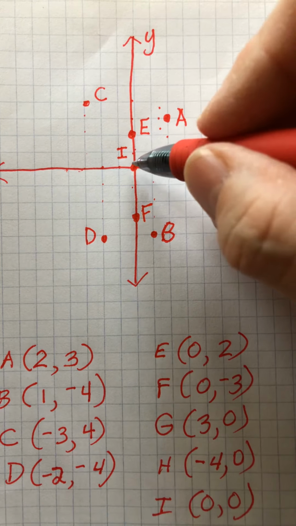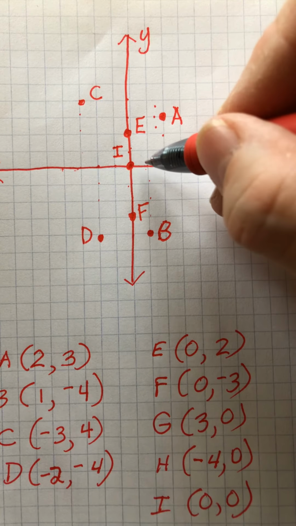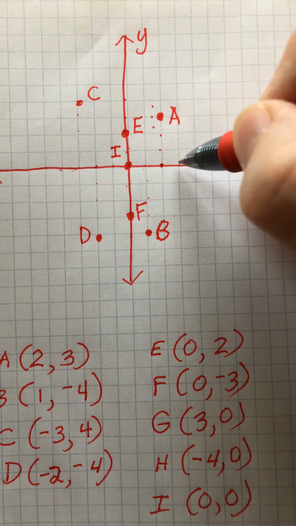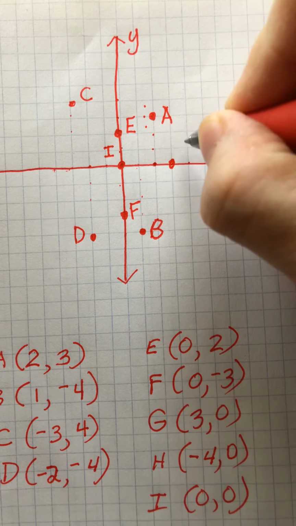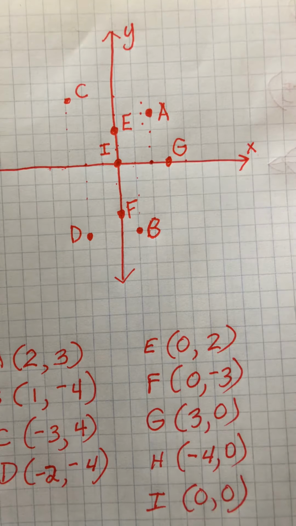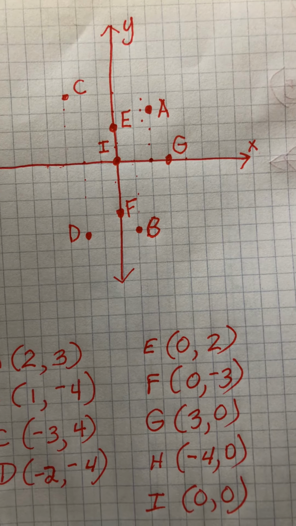Let's look at point G. This time it goes the other way. We're going to go 3 on the x-axis, but we don't go up or down at all. We stay right here on the ground. So point G, that is 3, 0.